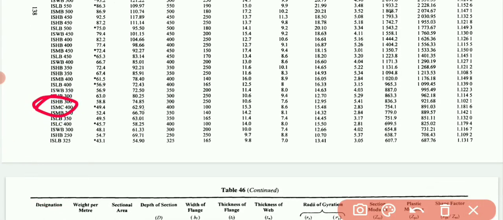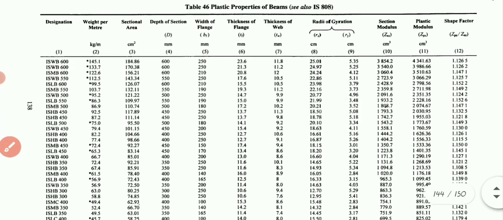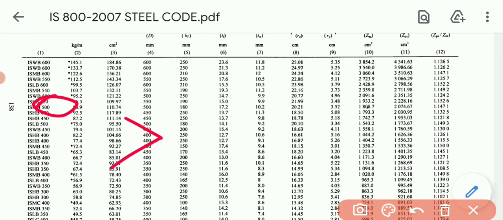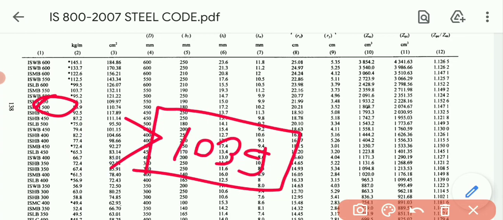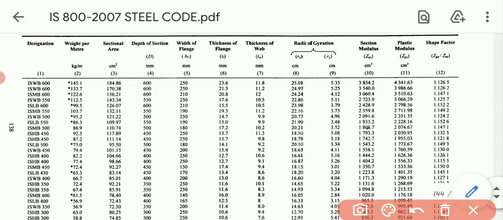We don't need to take the channel section, we need to select the beam section only. So keep an eye on greater than 1039. We need a section whose ZP is greater than this one. Say, for example, I am taking a round figure of 1050. Now this one is the column of ZP, the second last column.